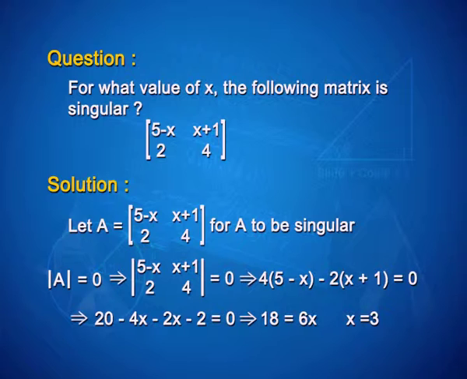That can be simplified as 4 into 5 minus x, minus 2 into x plus 1, is equal to 0. This implies 20 minus 4x minus 2x minus 2 is equal to 0. This can be calculated as 18 is equal to 6x. Therefore, x is equal to 3.